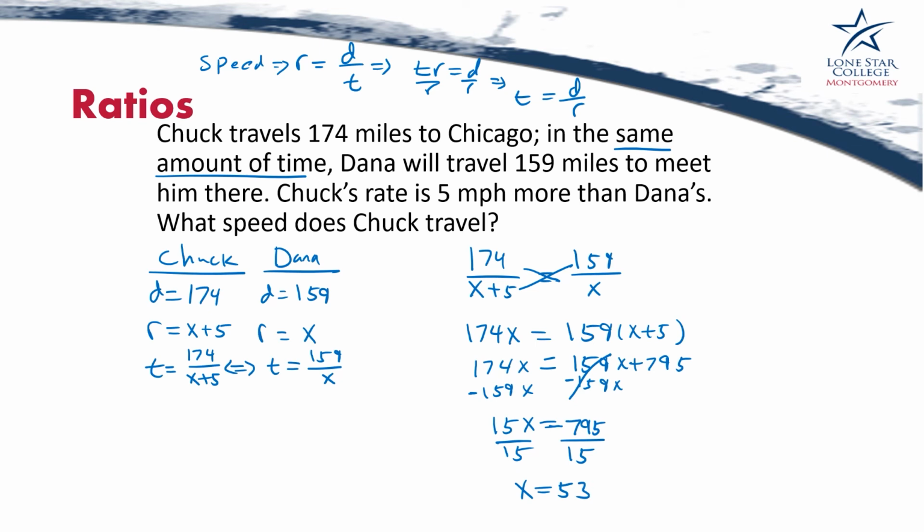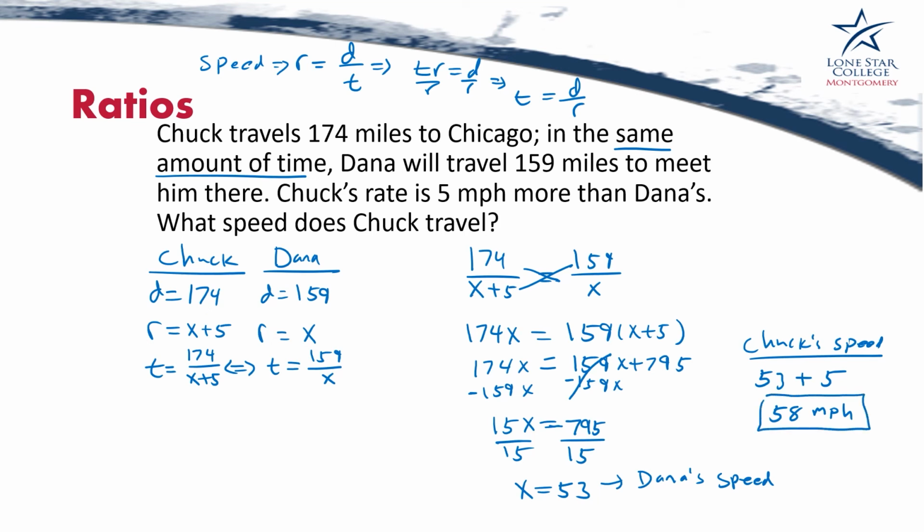Now, let's go back though. We have to figure out what X represents. X represents Dana's speed. But the question is asking what is Chuck's. So to find Chuck's speed, you would take Dana's and add 5 to it, because he's traveled 5 more than Dana. So it would be 58 miles per hour. So that would be Chuck's speed.